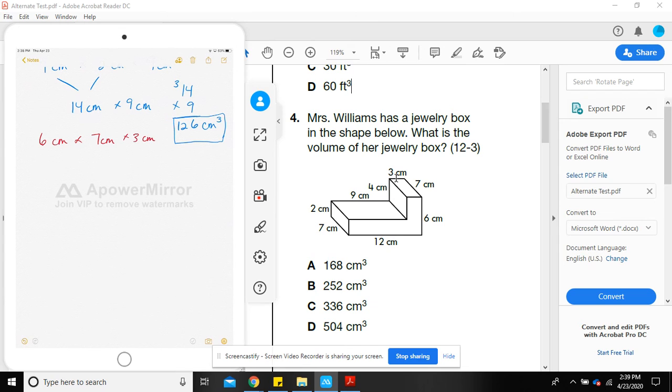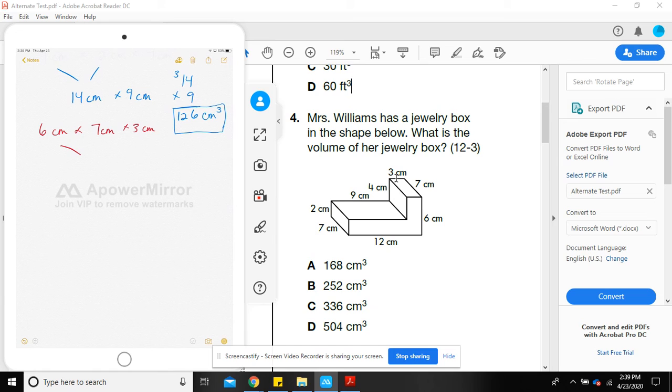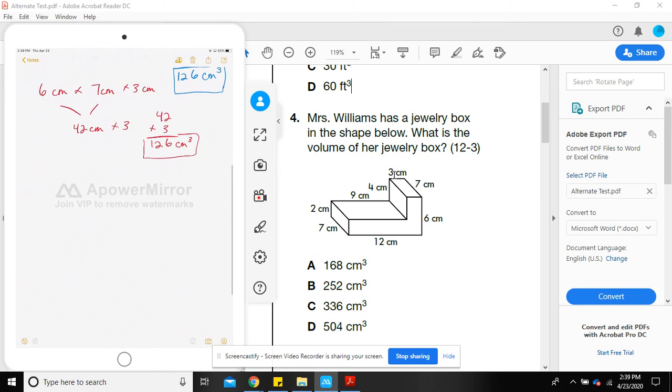Okay, so again, we can break this down. 6 times 7, I know, is 42 centimeters times 3 more. 42 times 3 over here on the side. 3 times 2 is 6. 3 times 4 is 12. So we have 126 centimeters cubed. Now we have both pieces. So now what we need to do is take those two pieces and add them up.